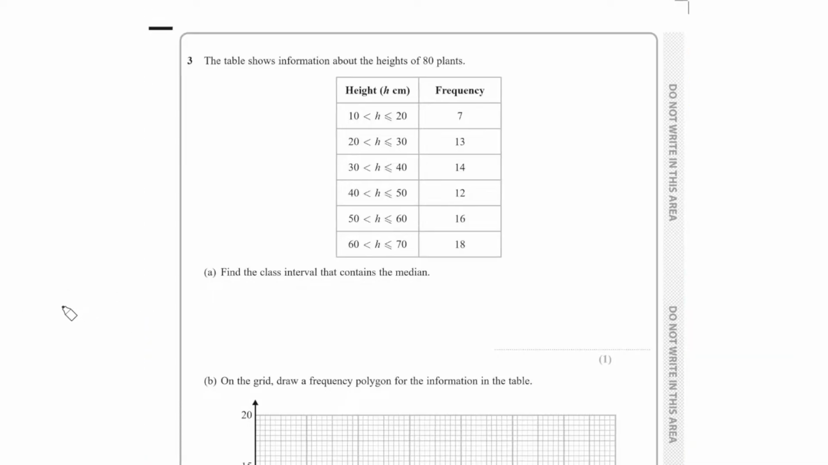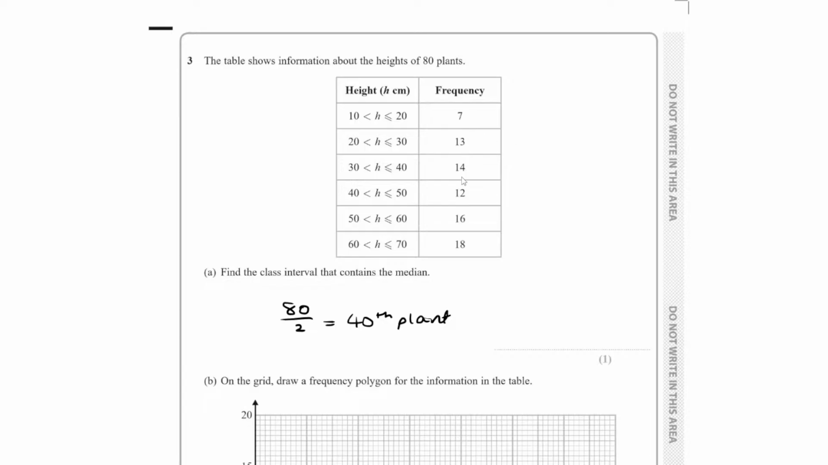So question 3, the table shows information about the heights of 80 plants. Find the class interval that contains the median. So the median is the middle number, isn't it? They're obviously in size order, as you can see by this column here. 80 plants, so what is the middle of 80, or effectively half of 80? That is the 40th plant.